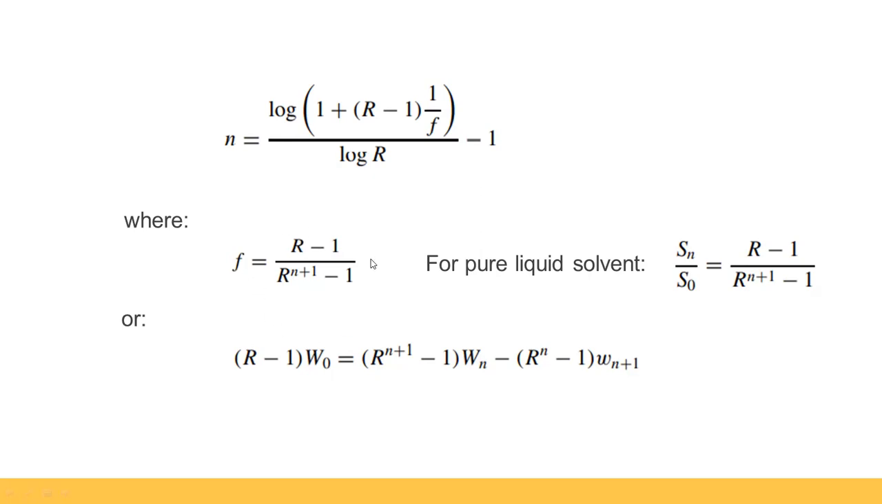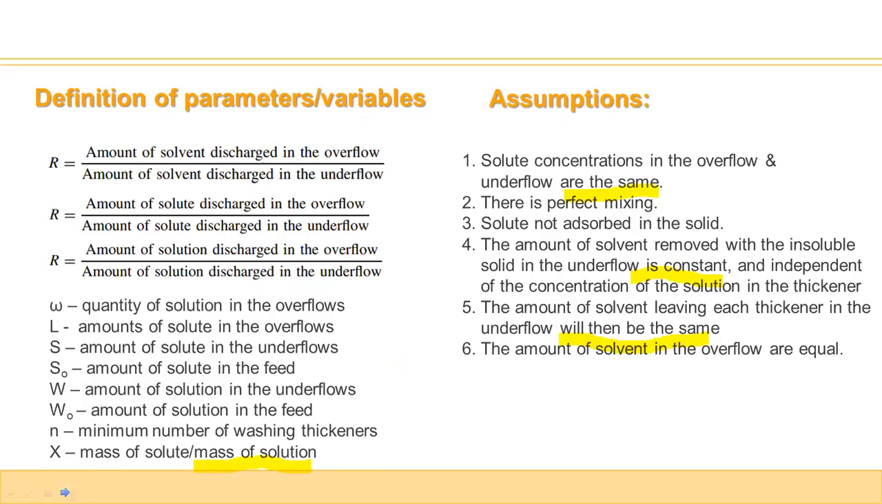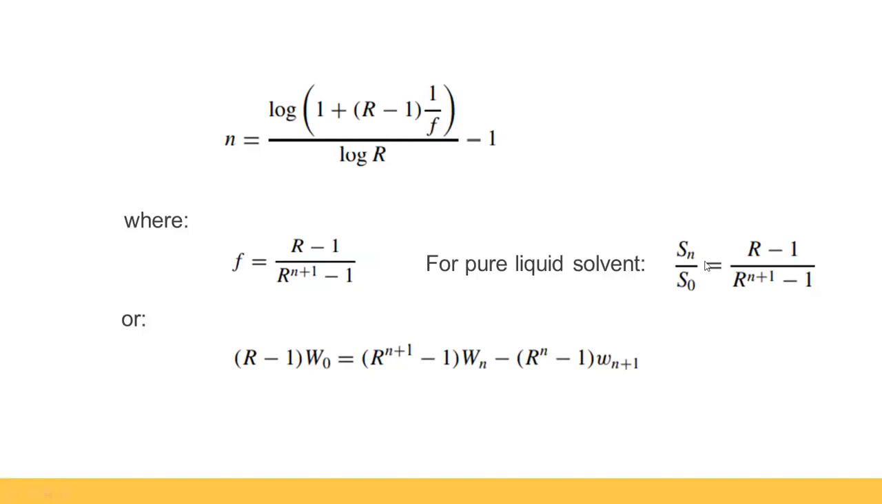And if you have a pure liquid solvent, meaning since most of the time it's just water, but if it's not water, as long as that solvent is pure, it doesn't contain a small portion of your solute, you can solve for the N. You can solve for the number of washings or thickeners based on this ratio. Now, S is the amount of solute in the underflow. So you can use this amount of solute in the underflow ratio with the amount of solute in the feed to get the number of washings after you have determined the R already.